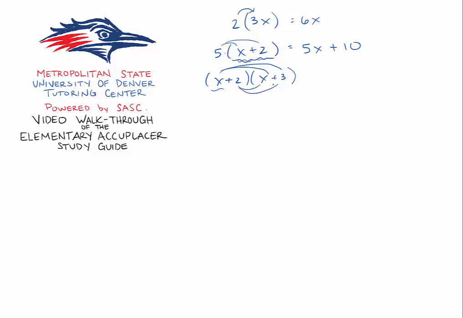You might remember the term FOIL: first, outside, inside, last, and that's how we make sure that we touch everything and multiply everything we need to together. Let me erase some of this stuff so it's a little more clear. First is this x times this x, these two x's multiplied by each other. Outside, this x is on the outside and that 3 is on the outside, so we multiply those together. Inside, these two inside things, and then the last is that 2 times the 3.